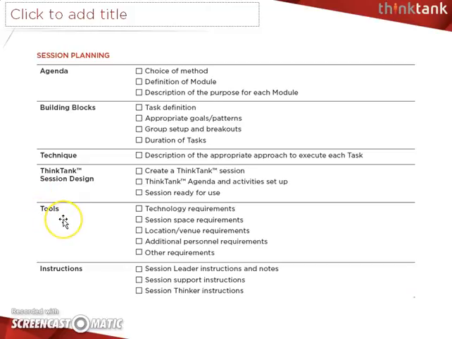Next step is to consider the tools necessary for the actual session. There are some technology requirements, of course. There can be space requirements where you actually run your meeting or session. There might be requirements for the location and venue. There might be requirements for people, could be catering, tech support, other things, or other types of requirements needed.